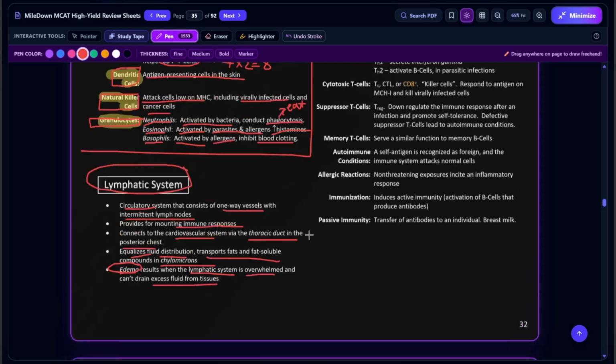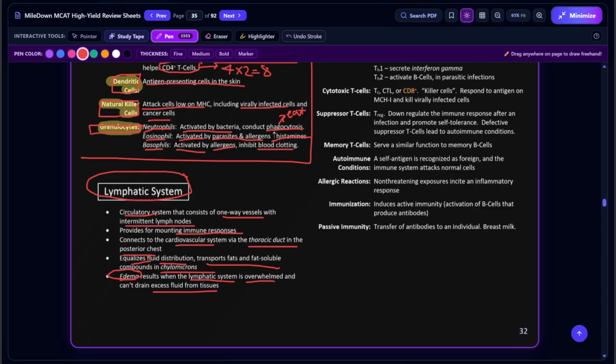Yeah. And a lot of your stuff from your immune system comes from the, let me show this, lymphatic system. Okay, here.